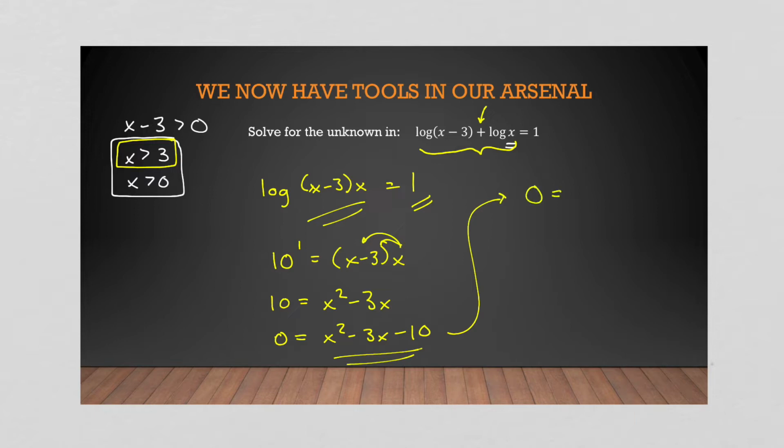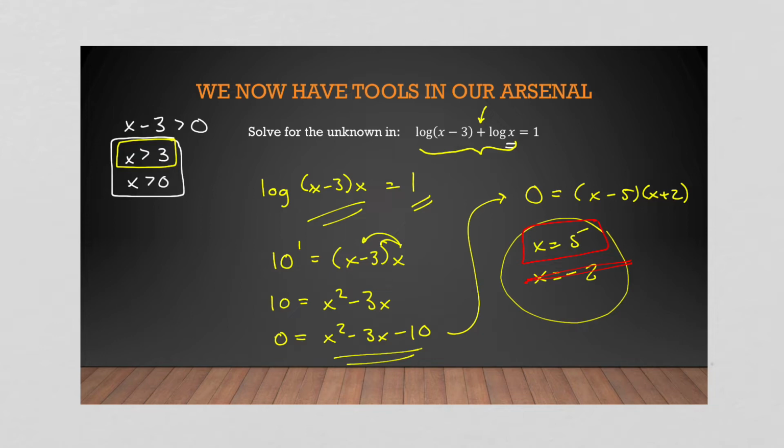So I get 0 equals (x - 5)(x + 2), so x equals 5, x equals negative 2. Those are my two potentials. But if you go back to your domain restrictions, we have to reject that one. So we keep x equals 5, and we solved our logarithm.